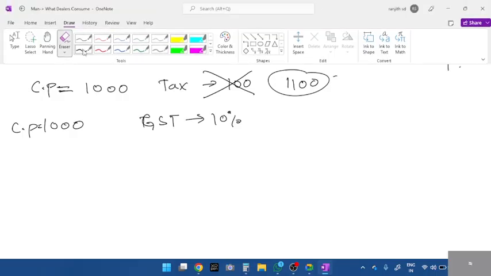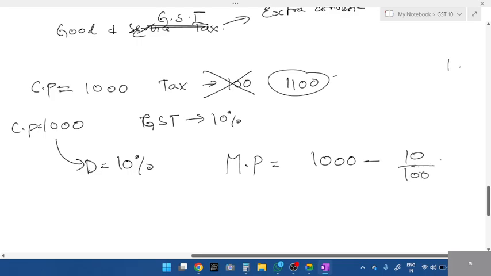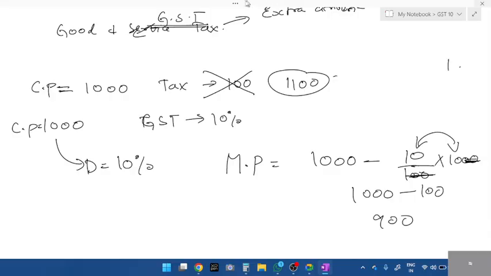Discount meaning is, look here, if cost price is 1000, discount is equal to 10%. What will be the mark price? 1000 plus or 1000 minus? 1000 minus 10 divided by 100 into 1000. The 0s get cancelled. What is 1000 minus 100? 900 is the answer. Is it clear? This is the second type of question.